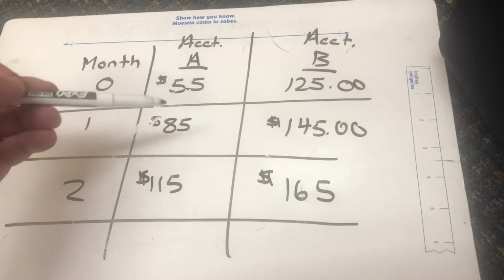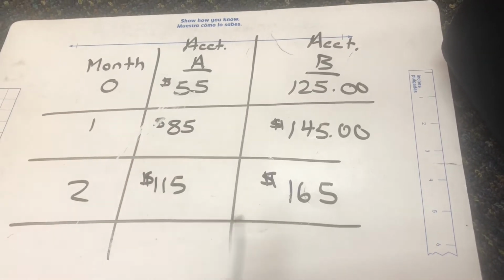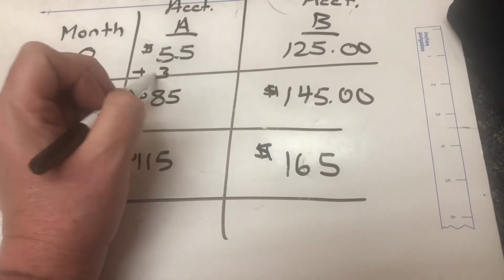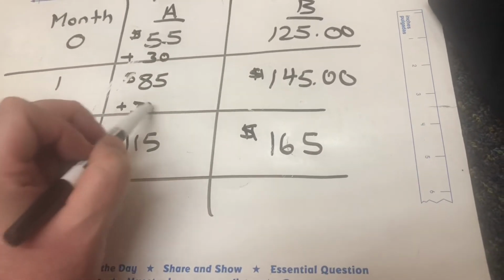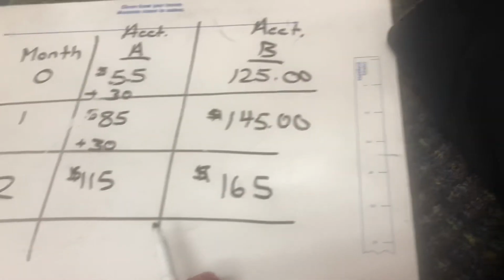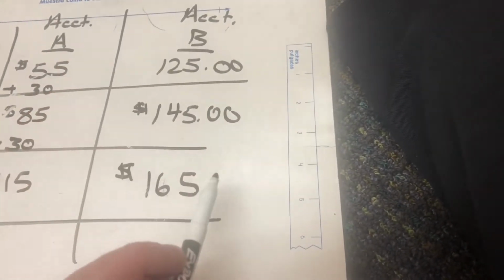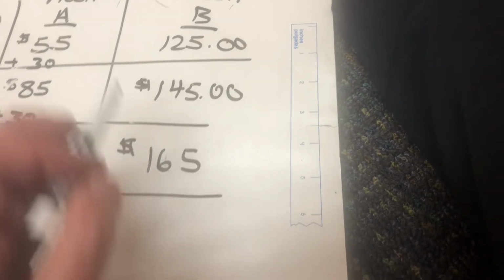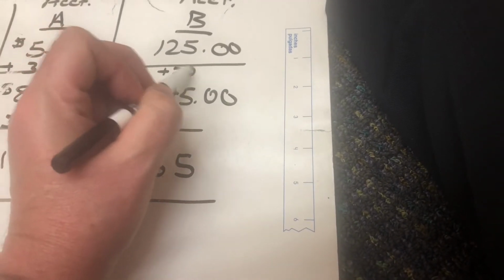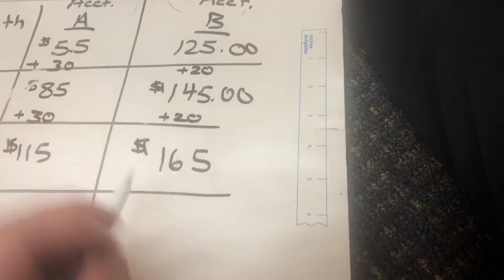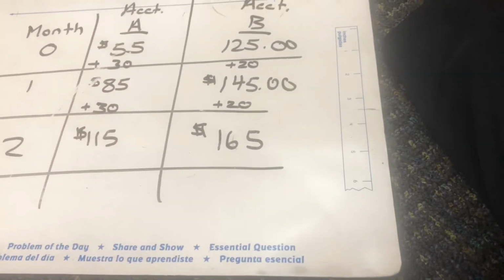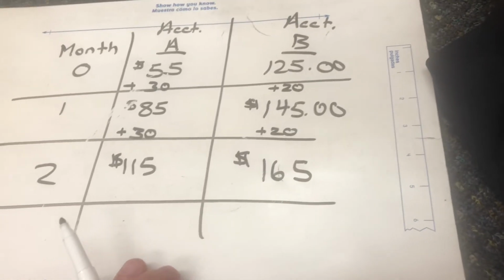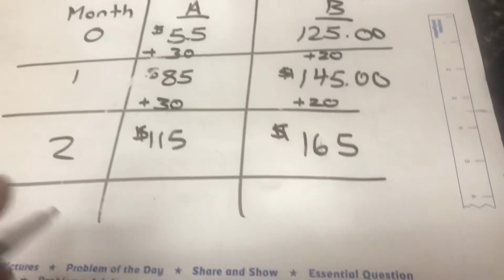Well, 55 is going to 85. 85 is going to 115. And I can see that I'm adding 30 each month in account A. In account B, I'm going from 125 to 145 to 165. And I can see that I'm adding 20 each month. It's asking me during what month are the account balances going to be the same? Well, let's figure it out.